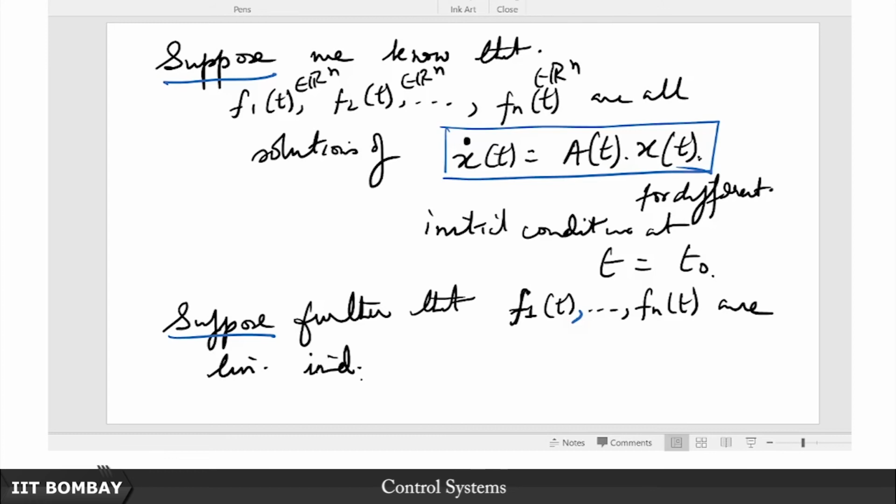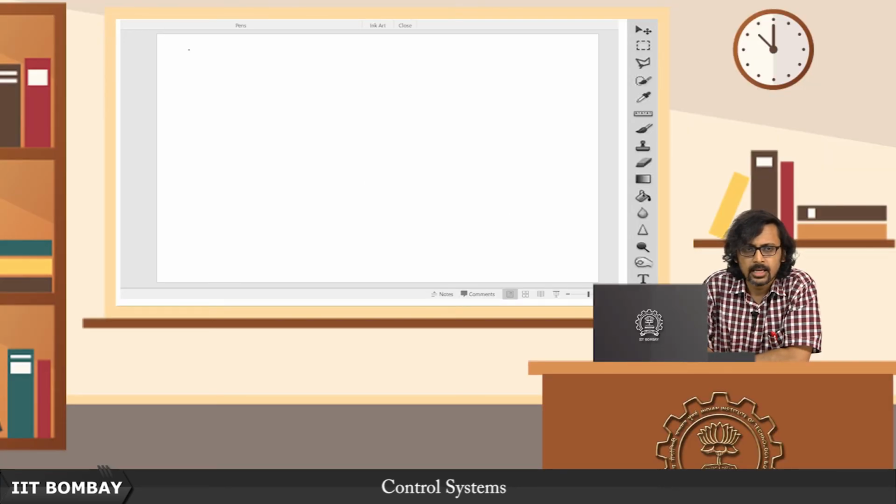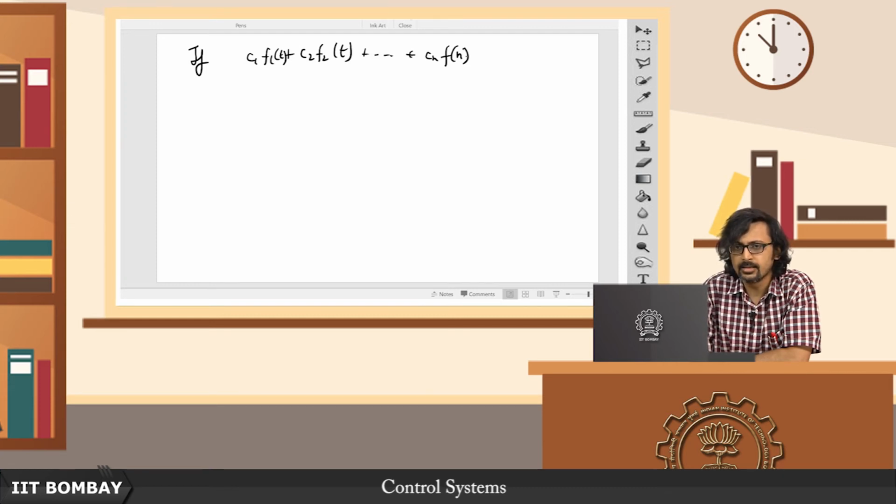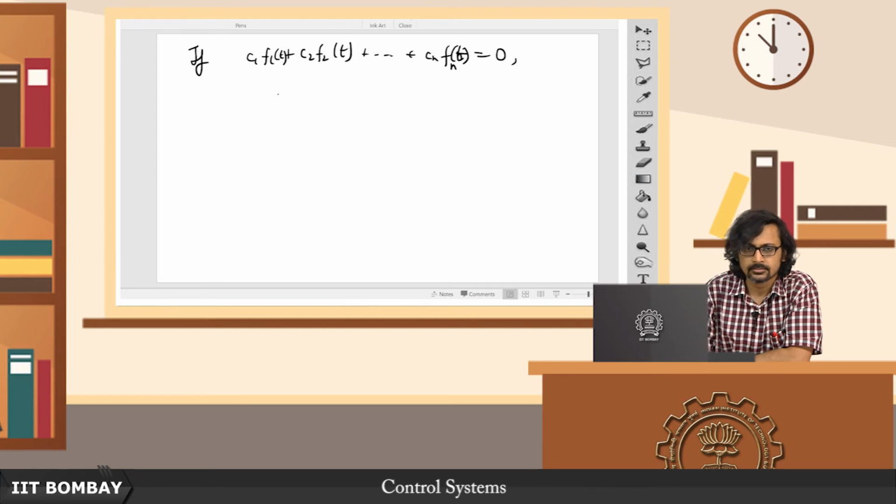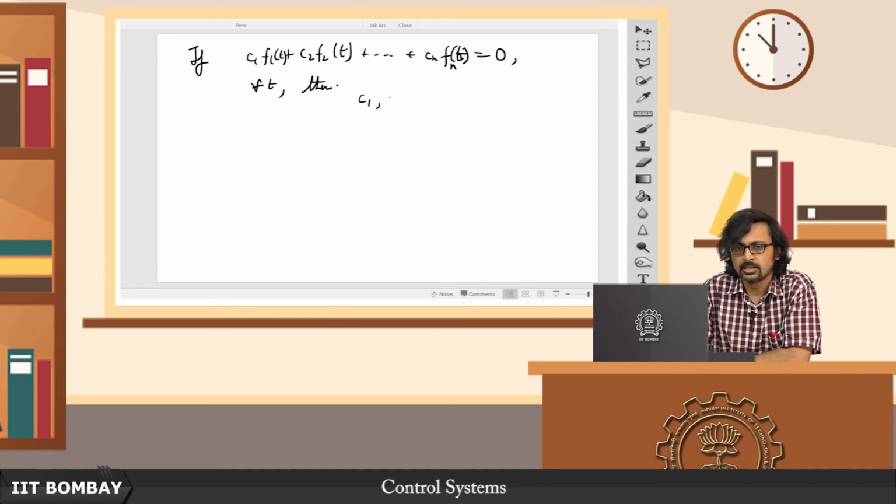Suppose further that these are linearly independent. What does linearly independent mean? It means that if C1 f1 plus C2 f2, of course these are all functions of time, plus dot dot dot plus Cn fn(t) is equal to 0 for all t, then C1, C2, dot dot dot till Cn are all equal to 0. The same notion of linear independence.